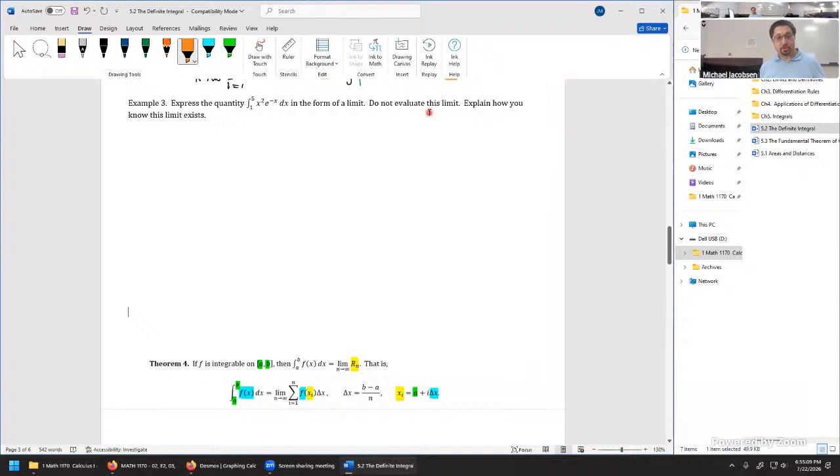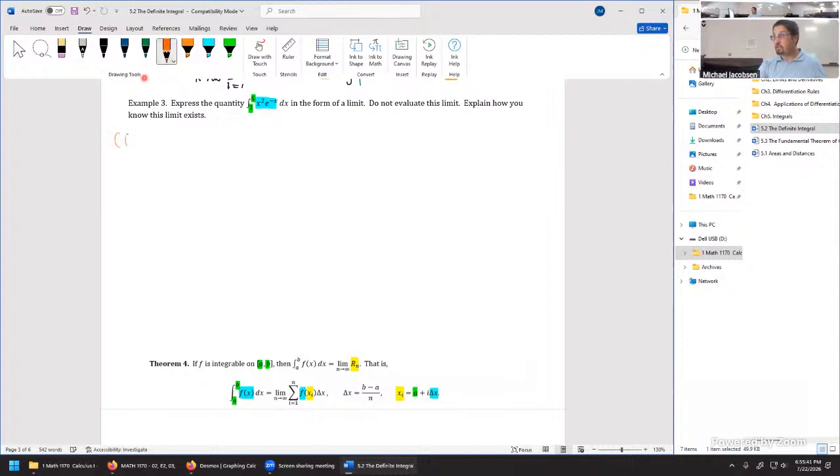This is a really strong set of instructions here. You do not have to evaluate the limit. We're just writing down the limit itself. And we'll also give a quick explanation of how we know the limit exists at the very end. So now that we're reversing the direction, probably the first thing we should do is look at the limits of integration, take a look into the integrand, x squared e to the negative x, and if we're going to write it in the form of a limit, we should start calculating these things.